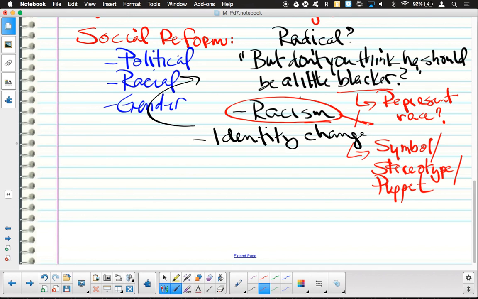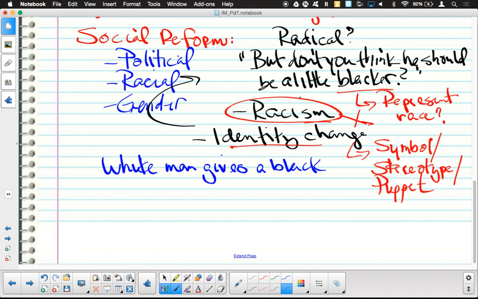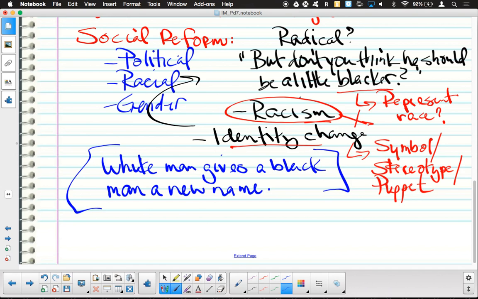And Hannah brought up the identity change, I think. Who gives him his new identity? Brother Jack. So you have a white man giving a black man a new name. Historically, what do we call that? Slavery.